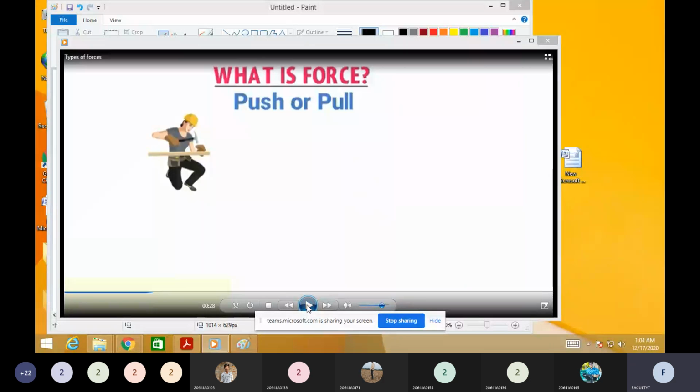Let us see the other examples. The second example is this. Some object is there, and someone is trying to pull. So here push or pull, these are the things you need to consider as the force here. So let us see the other things.